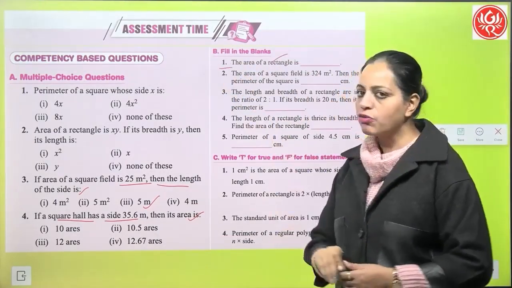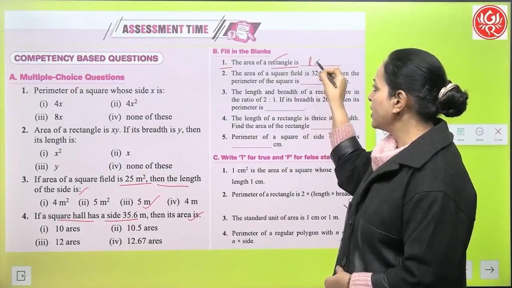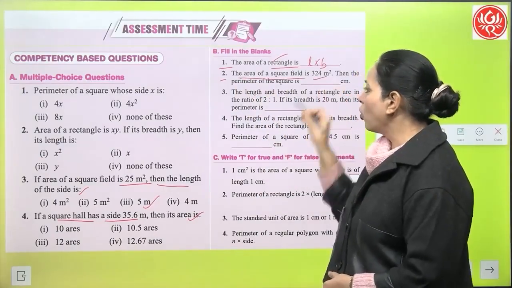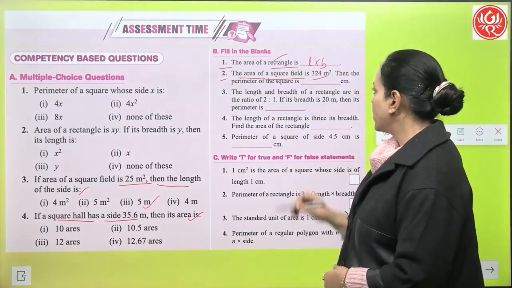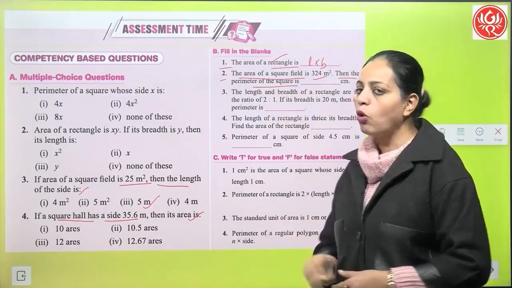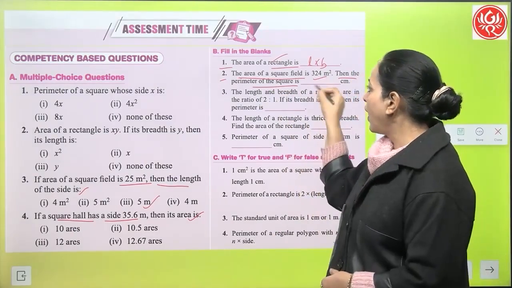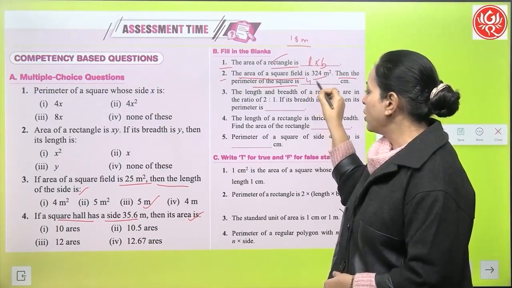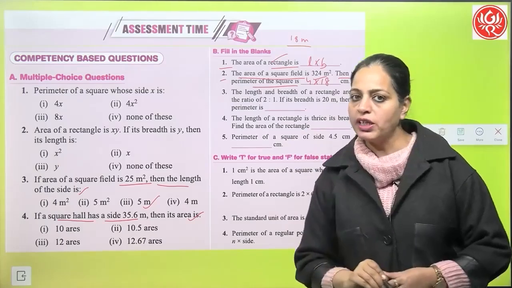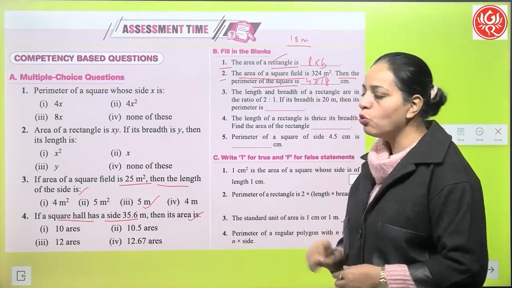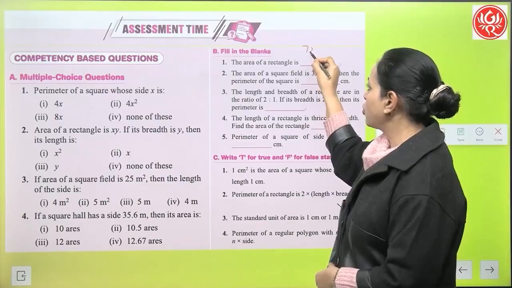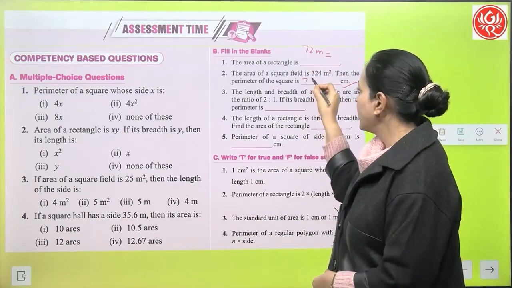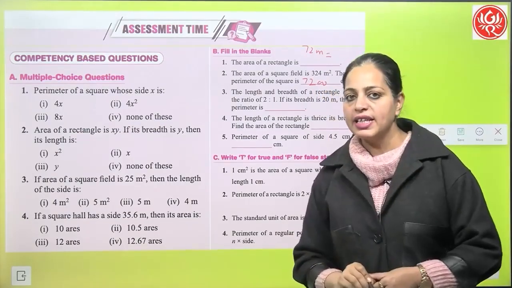Now come to filling the blanks. B part, the first one, the area of a rectangle is length into breadth. The second one, the area of a square is given 324 meter square, then the perimeter of the square. So first of all, find the side. Side is 18 meter. So what is the perimeter? Perimeter is 4 into 18, means 72. So perimeter is 72 meter, but we have to find in centimeter. So that is 7200 centimeter.